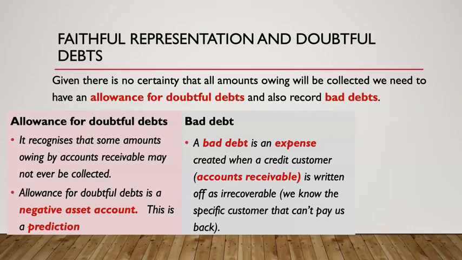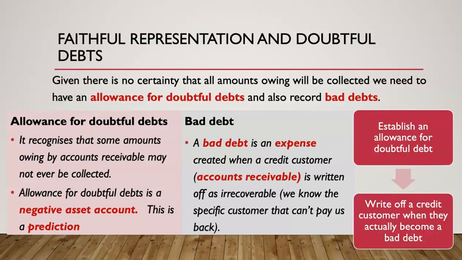So we understand that they're going to be different things in different reports. What is the process? Firstly, we're going to establish an allowance for doubtful debt. We're going to establish our prediction. And then when we get to finding out which customers can't pay us back, we will actually write off the specific customer when they become a bad debt. So you might go, must be 2 steps that I need to remember. There are actually 3 steps, and we're going to run through each of these 3 steps in 3 different slides, and then talk about one final complication, and that will give you most of the tools to be able to complete your bad and doubtful debt questions.